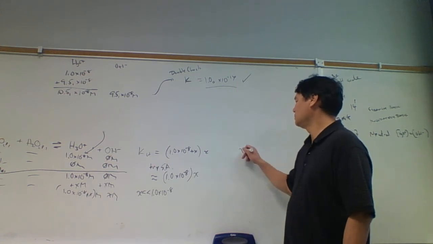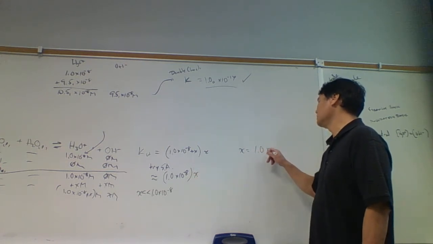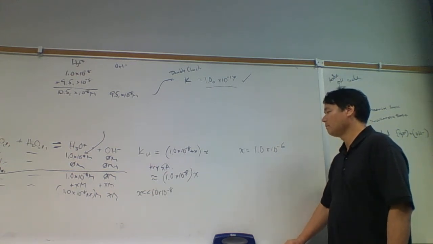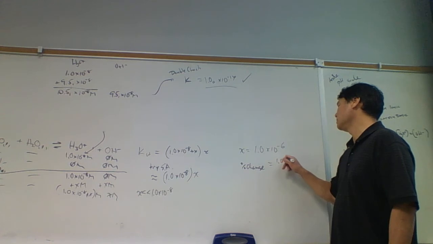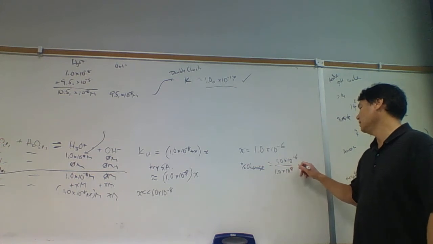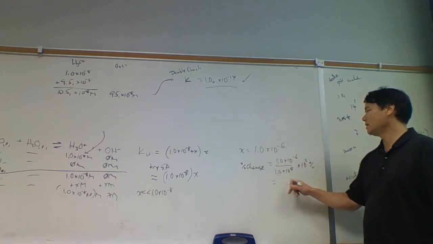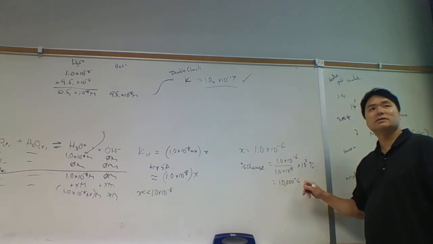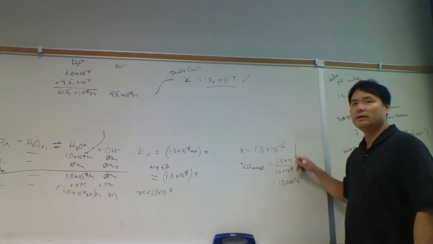And therefore, x is equal to, well, I could do this one in my head, 10 to the minus 14 divided by 10 to the minus 8, which would give us 1.0 times 10 to the minus 6. That's what our x would equal. And then we calculate the percent change. The percent change is the change, which would be x, 1.0 times 10 to the minus 6, over the initial 1.0 times 10 to the minus 8, times 100, which gives me 10 to the fourth. 10,000% change. Is it 10,000% change? No. And so the simplifying assumption fails in this case.